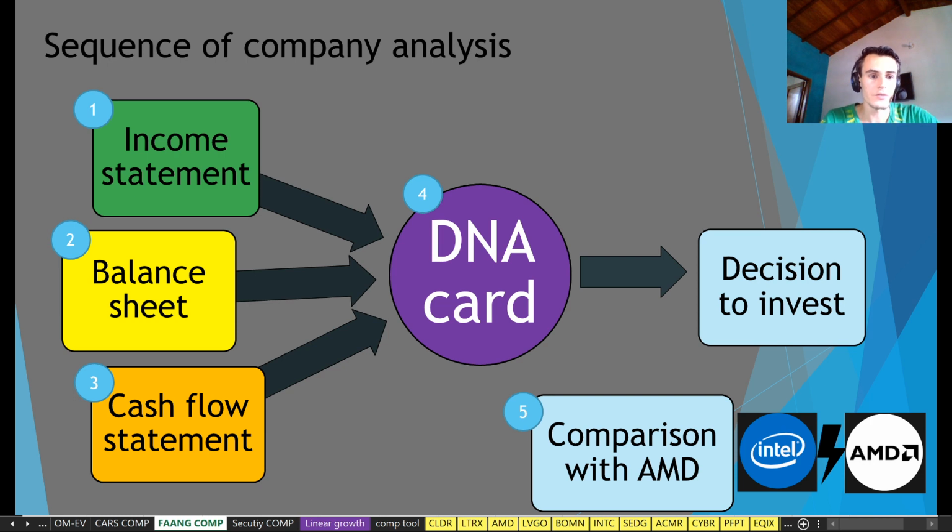First, I will analyze the three statements: income statement, balance sheet, and cash flow statement. From there, I will extract the main value and price ratios into one single card that we call the DNA card. Here, you're going to have all the main data to decide whether you want to invest or not in the company.